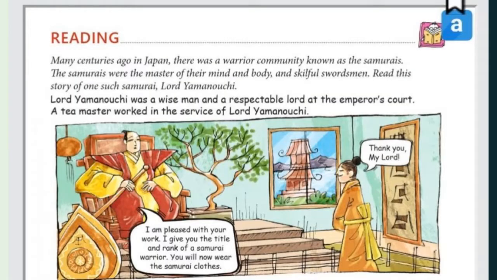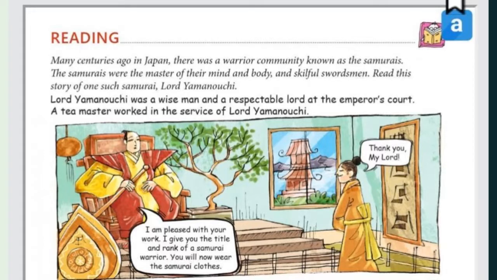Students, let's see the story. Many centuries ago in Japan, there was a warrior community known as the samurais. The samurais were masters of their mind and body and skillful swordsmen. Read the story of one such samurai, Lord Yamanouchi. Lord Yamanouchi was a wise man and a respectable lord at the emperor's court. A tea master worked in the service of Lord Yamanouchi.